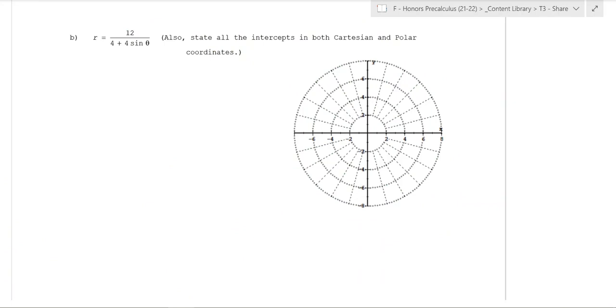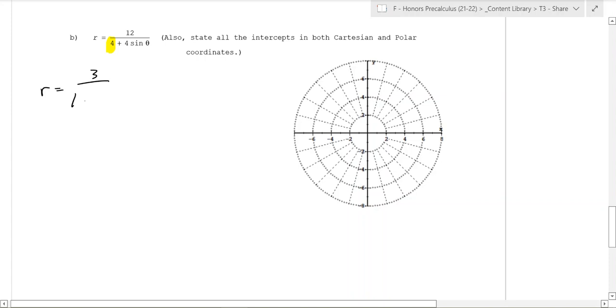So the first thing we need to do, remember, is this has to be 1. So let's divide the top and bottom by 4, and we end up with r is equal to 12 over 4, which is 3, over 1 plus sine of theta. It's kind of nice. It cleans up nicely. So this means that e here is equal to 1. E is equal to 1 in this case because that's what the coefficient is here, right in front of sine.